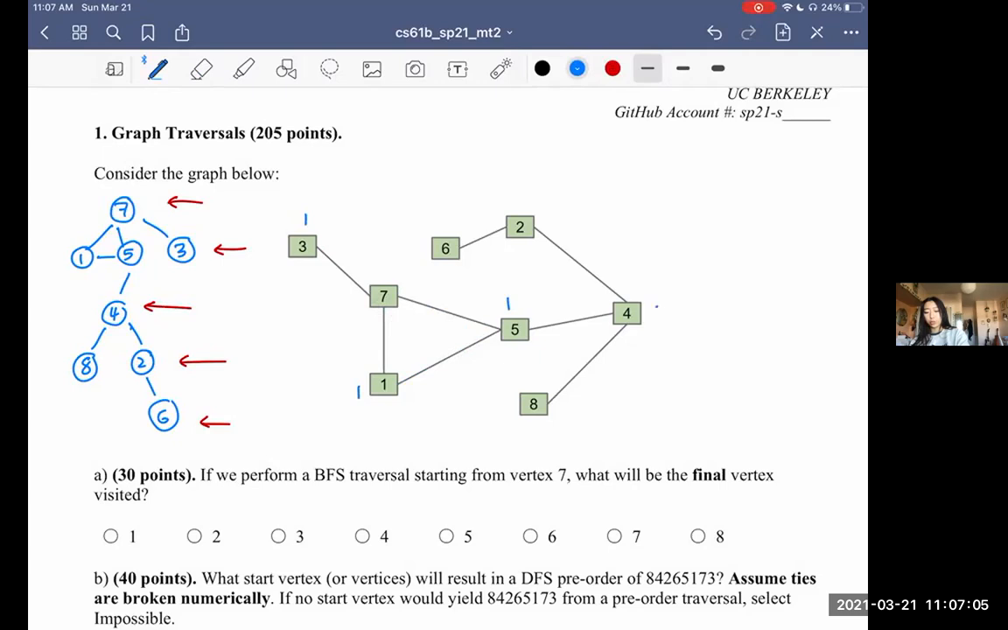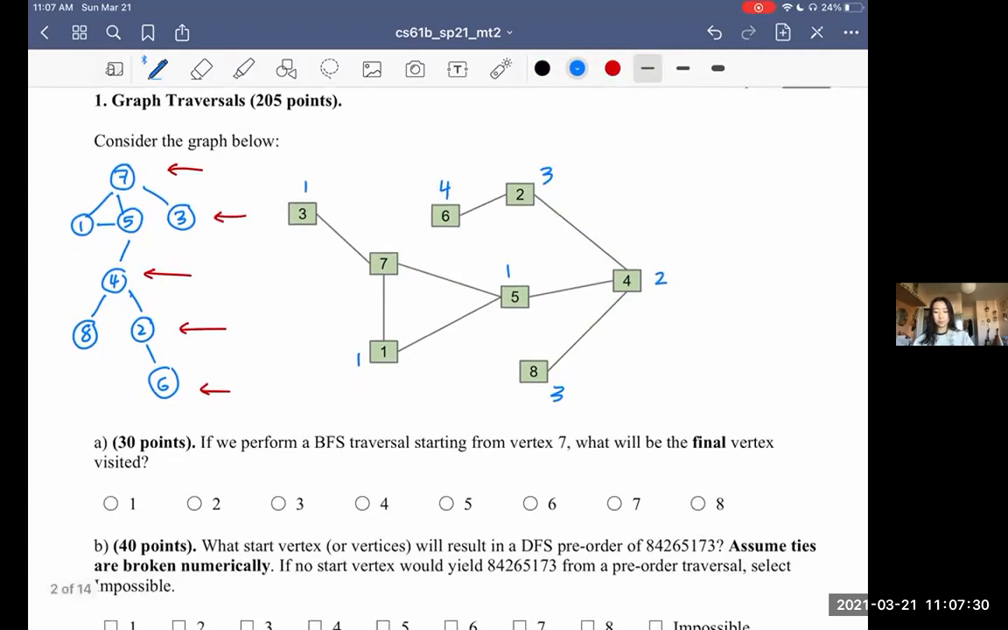We see that 4 is 2 edges away. 8 is 3 edges away, as is 2, and we can see that by taking these edges 1, 2, 3, or 1, 2, 3. And finally, we see 6 is 4 edges away. So it's definitely the farthest, which means it will be visited last in our breadth first search. And that is part A.